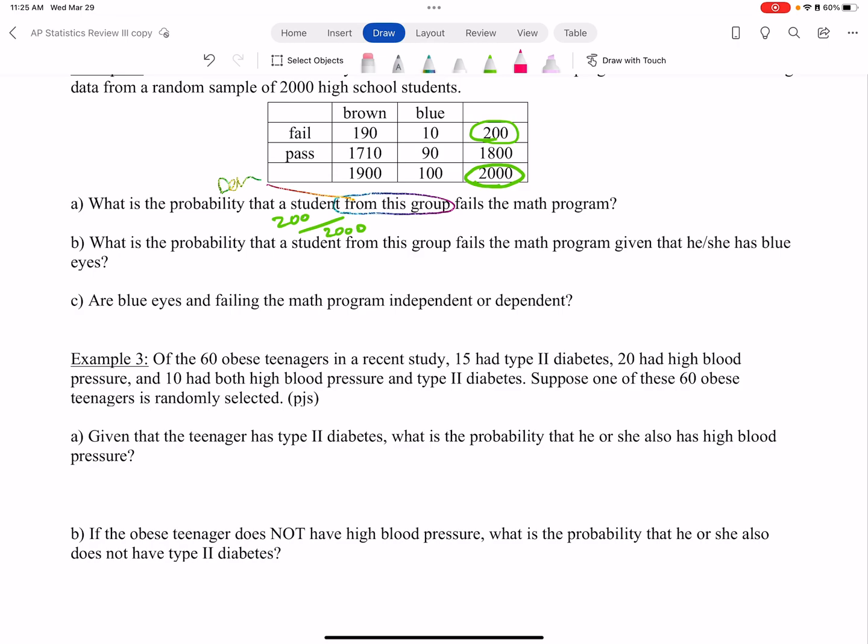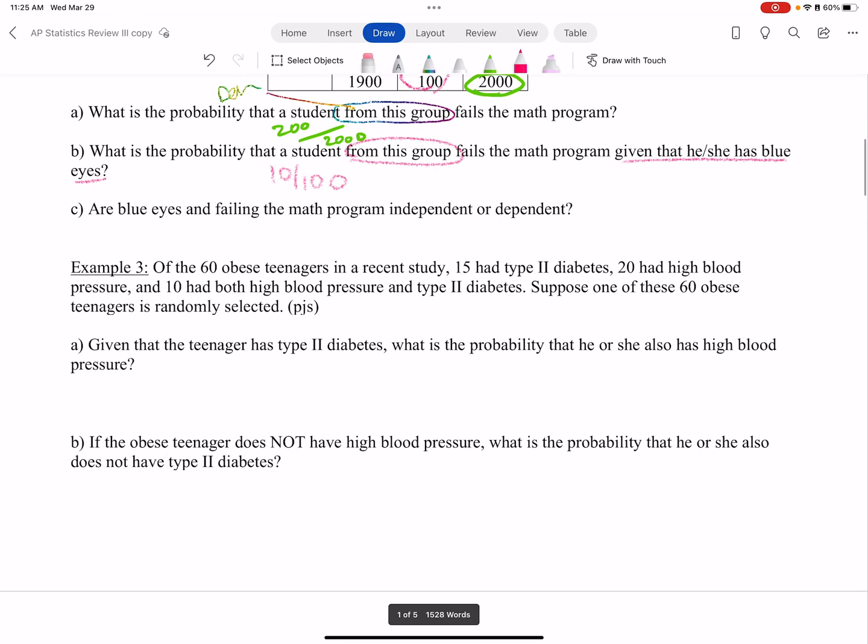The next one, what's the probability that a student from this group, so again, from this group is going to be 2,000, fails the math program, but it says given she has blue eyes. So every single person in my group is going to have blue eyes. So I'm going to get blue eyes, and you could do it with the formula, or you could just go quickly and say, okay, of the blue eyes, how many failed? And that's going to be the 10 of 100.